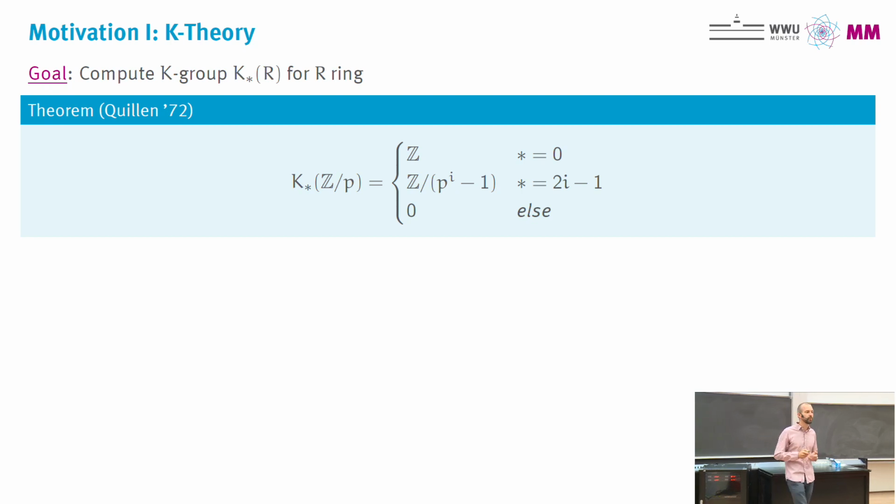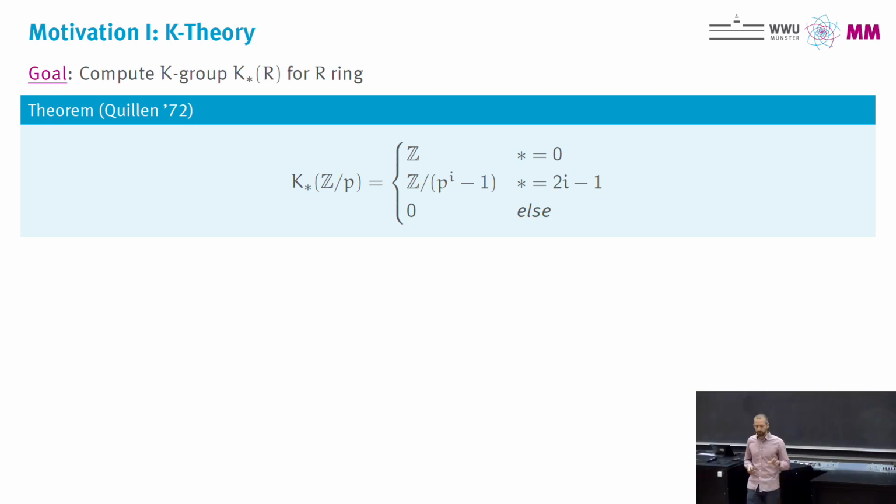Then he computes the algebraic K-theory groups of that ring. It turns out that it's a copy of the integers in degree 0, and then it's completely concentrated in odd degrees, and there it's finite torsion groups. So I want to highlight the fact that in positive even degrees, these K-groups vanish.